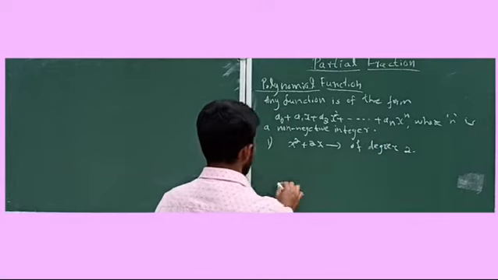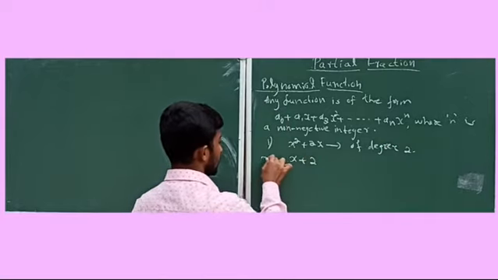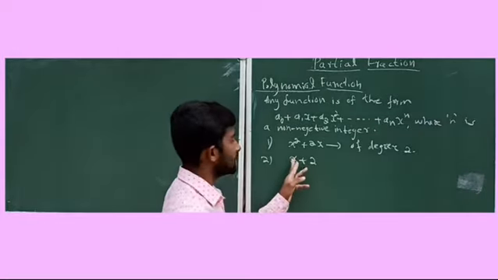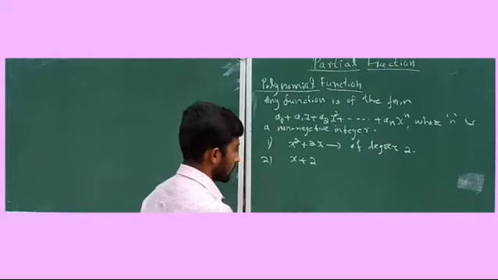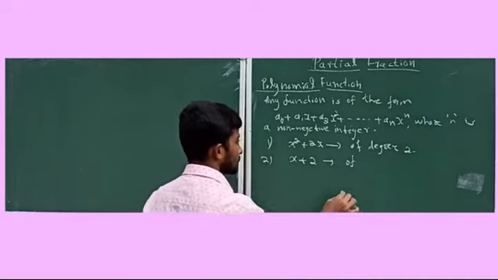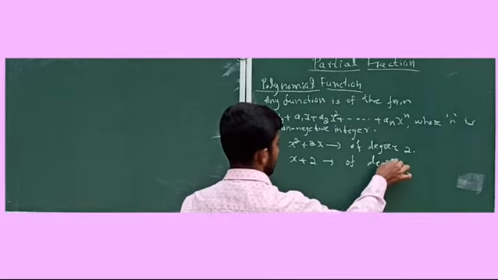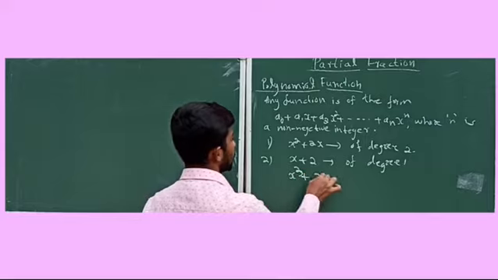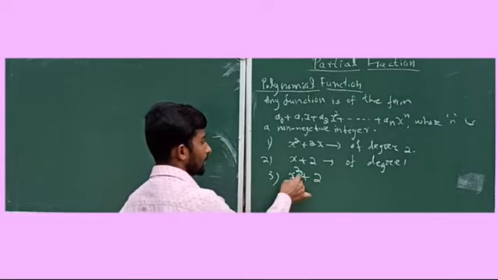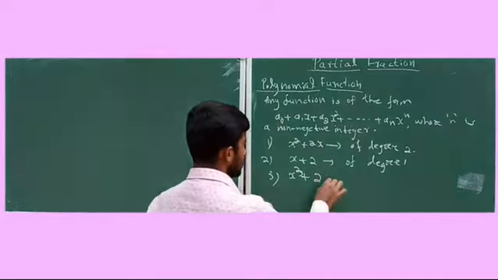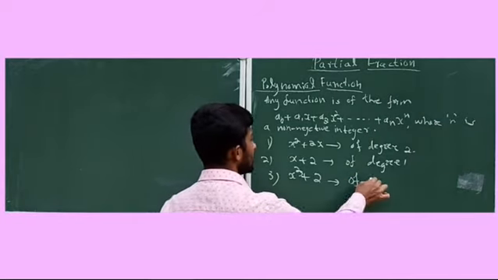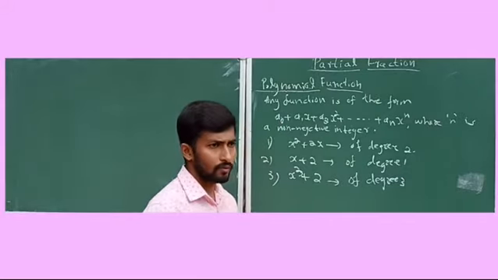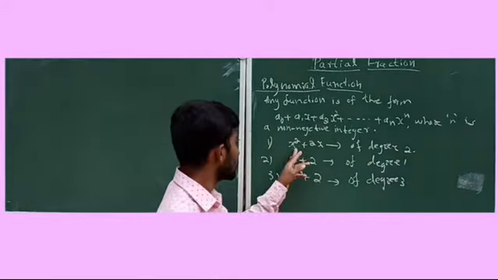2. For example, see x plus 2. Here the highest power of the variable is equal to 1. Clearly this is an example for a polynomial function. This is a polynomial function of degree 1. Similarly you can write x cube plus 2. The highest power of the variable is equal to 3. Therefore this is a polynomial function of degree 3. These are examples for polynomial functions. Degree 2, degree 1.